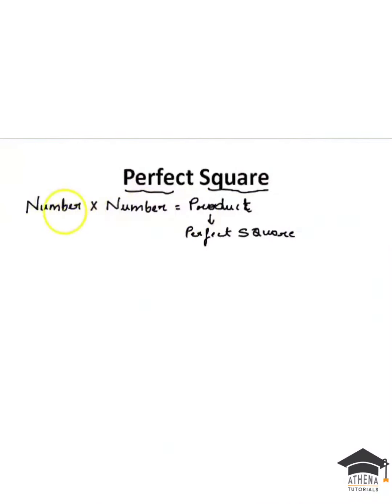Okay, so let me take an example. 6. When 6 is multiplied by 6, we will get the product as 36, which can also be written as 6 square. Okay, so this 36 is said to be perfect square.